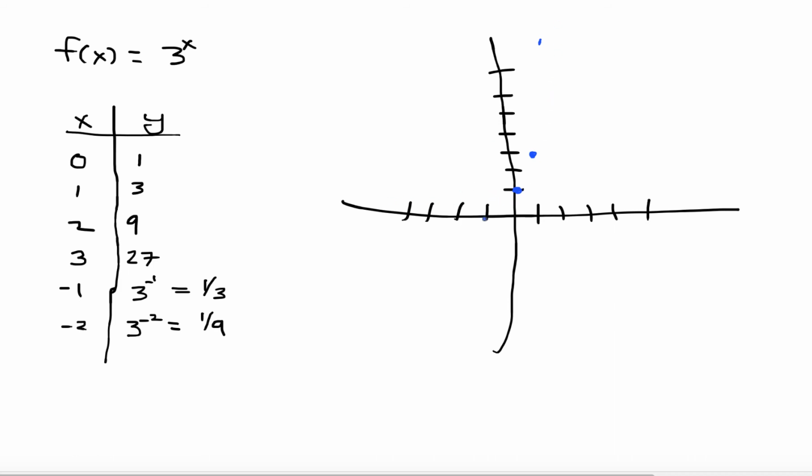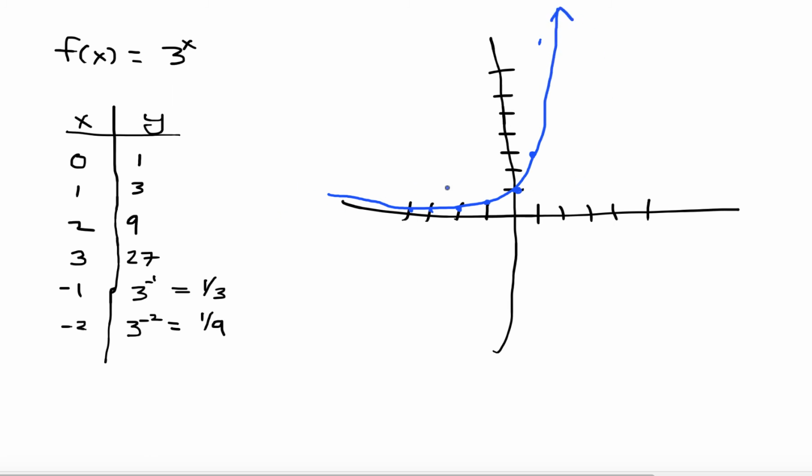But what happens to these x values? When x is negative 1, the y value is 1/3. We get 1/9 here. And then these y values are getting smaller and smaller and smaller. You notice that the y values will actually never equal 0, though. So we should actually never cross the x-axis, because the y value is never going to actually equal 0. So this is our basic shape of an exponential function.